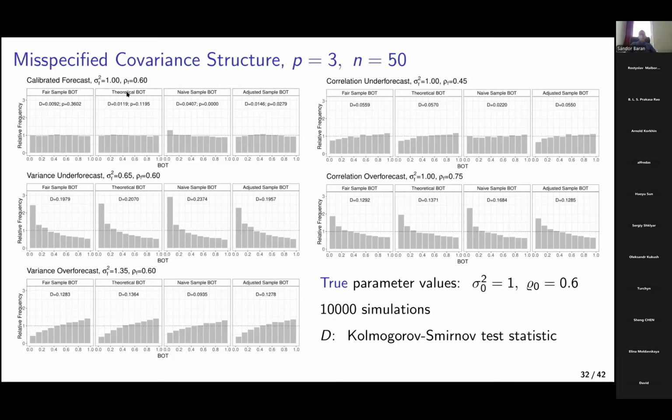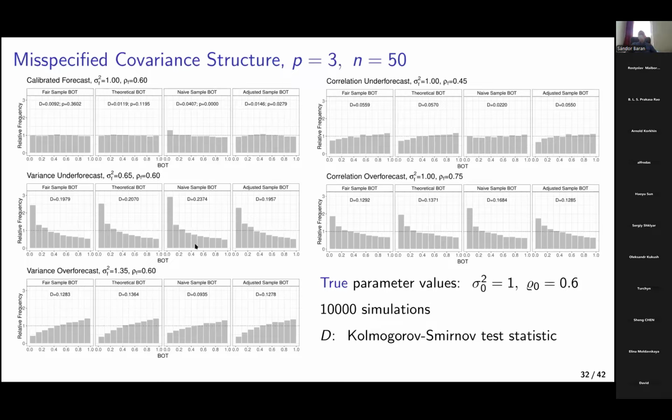The second column is the theoretical BOT, so this is the ground truth. D is the Kolmogorov-Smirnov test statistic, and the p-value is the p-value of the Kolmogorov-Smirnov test for uniformity. Here you can see that our fair sample BOT provides the same uniform distribution, with a smaller D and a larger p-value. The naive sample BOT rejects uniformity, whereas the adjusted one also produces a somewhat uniform-like shape.